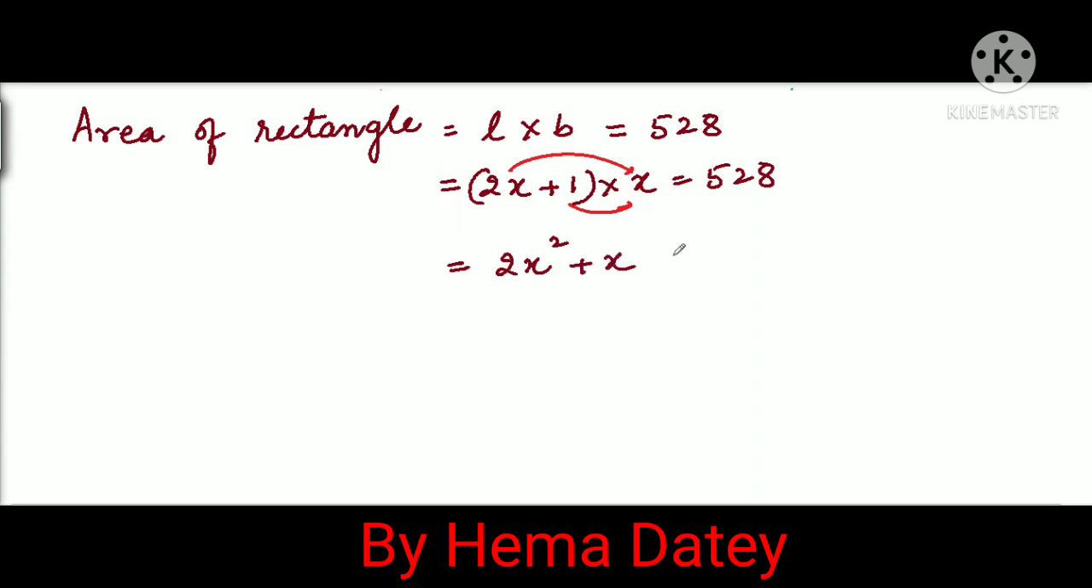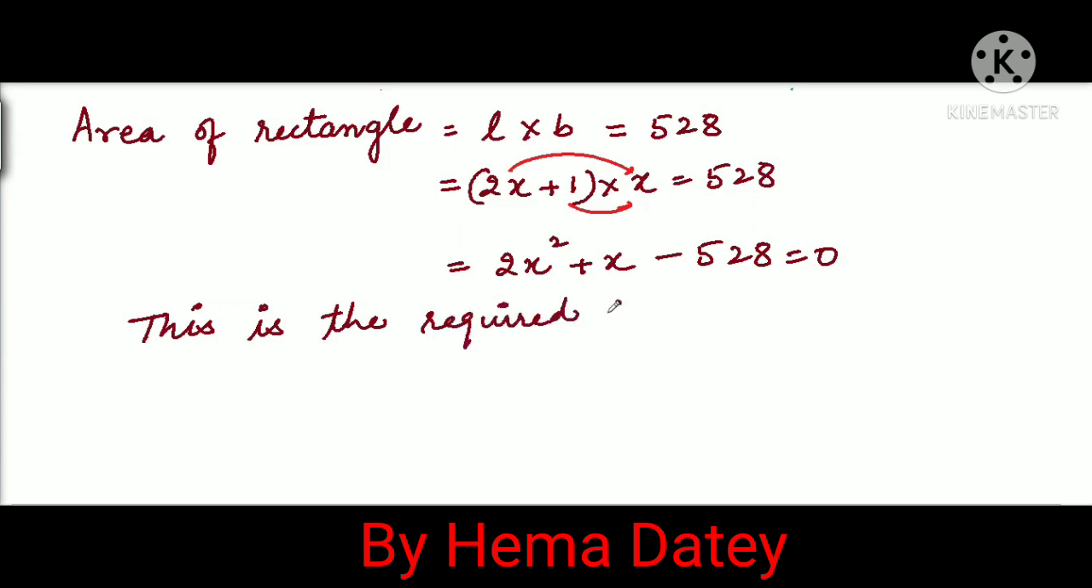We will multiply 2x by x, then 1 by x, we will get 2x square plus x, and 528 will shift to the left hand side. It will change its sign. We will get 2x square plus x minus 528 is equal to 0. This is the required quadratic equation.